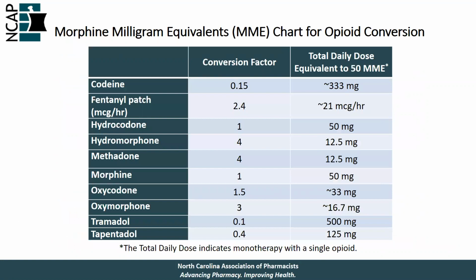So as a hypothetical, if somebody was taking hydromorphone, if they were taking more than 12.5 milligrams a day, then that would be greater than 50 MME, and they would automatically meet the requirements to be eligible for naloxone. It is worth mentioning that these numbers on the right side are just if they're taking one medication. So if they're taking more than one medication, you would want to make sure to add up all of the medications.